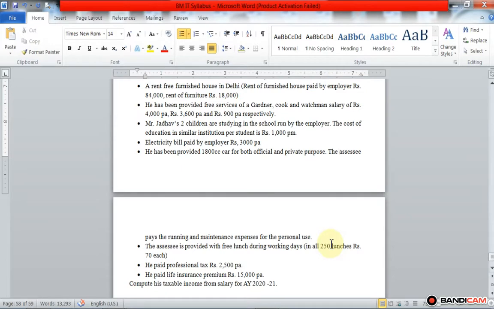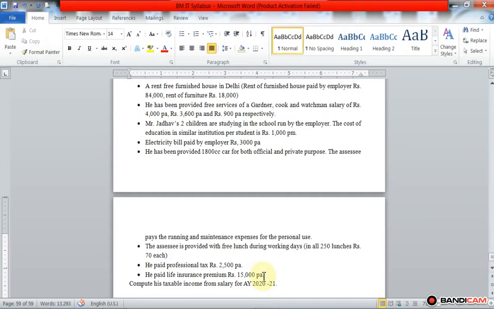So 250 lunches, rupees 70 each, so 50 per lunch is exempted. So 250 into 50 is the exempted lunch during the working days. Then he paid professional tax and life insurance premium. Life insurance premium is taken into consideration for deduction under section 80C. It is a contribution of SSC. It is not taken into consideration while computing the income from salary.